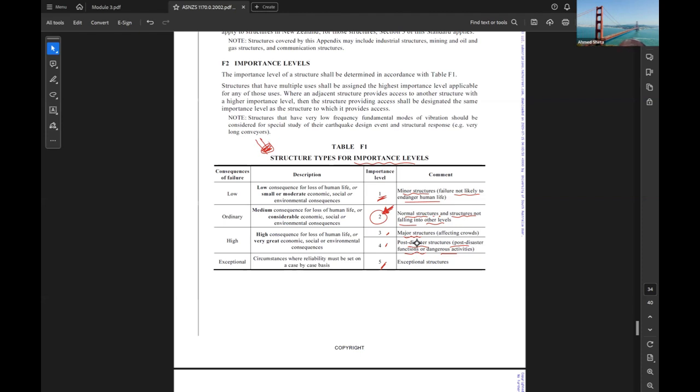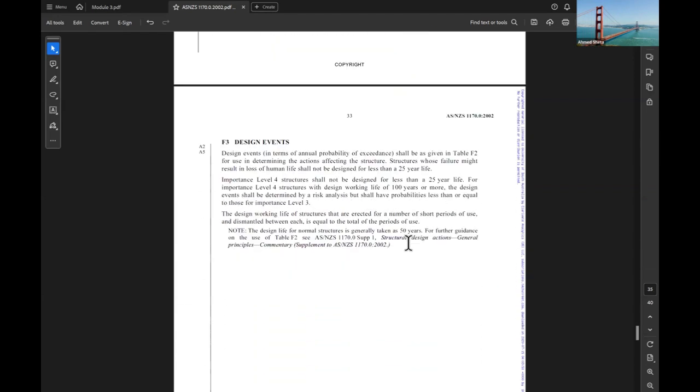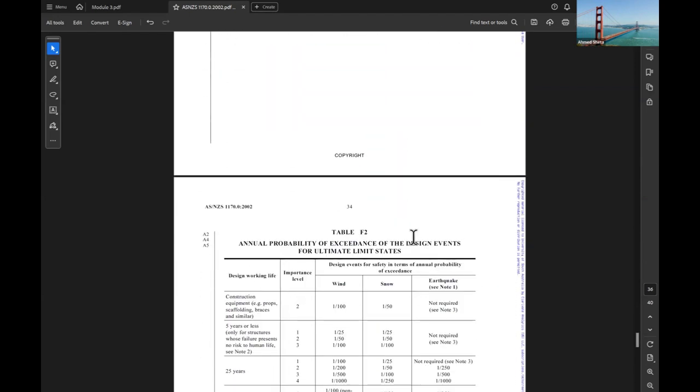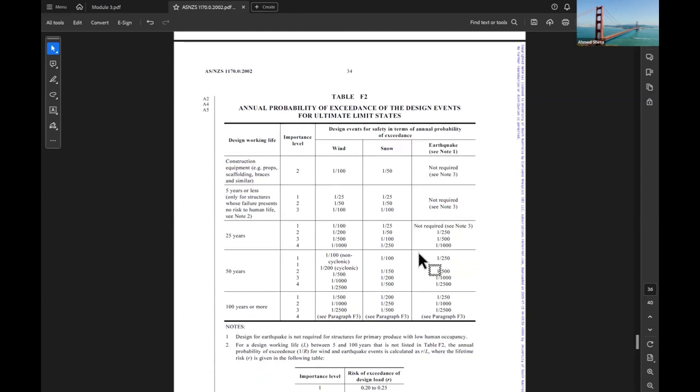So mainly our buildings will be between 2 and 3. For example, if we are designing a warehouse for a shopping center or a library or so on, you need to take it as 3. A normal building can be taken as 2. So these are the importance levels. If we get here to Table F2, Table F2 will give us the annual probability of exceedance based on the importance level.